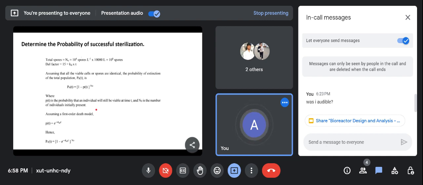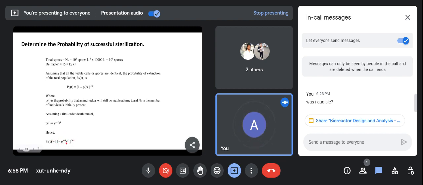You're assuming, since it is not given to you, that this is the first order death model. And you know that PT, which is the probability that an individual will be viable at time t, is equal to e to the power of minus kd t. So now you have a formula for PT. You can substitute it in this formula, and you get P naught T is equal to 1 minus e to the power of minus kd t, and this total expression is raised to the power of N naught.